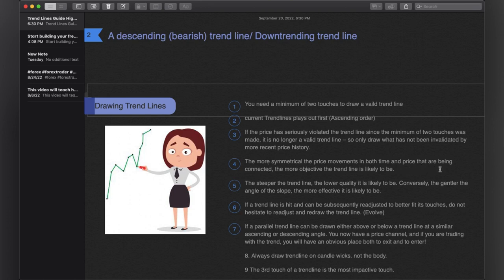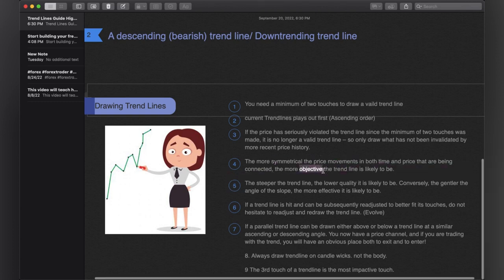They said the more symmetrical the price movement in both time and price, the more objective the trend line. You know the word objective. When something is objective, it is against you, right? It's objecting to what you want, what you are saying. Objection, my lord, is objecting, right? So when the price movement is too symmetrical, and you know what symmetrical is, like a symmetrical triangle, then the trend line is objecting to the trend. You understand?